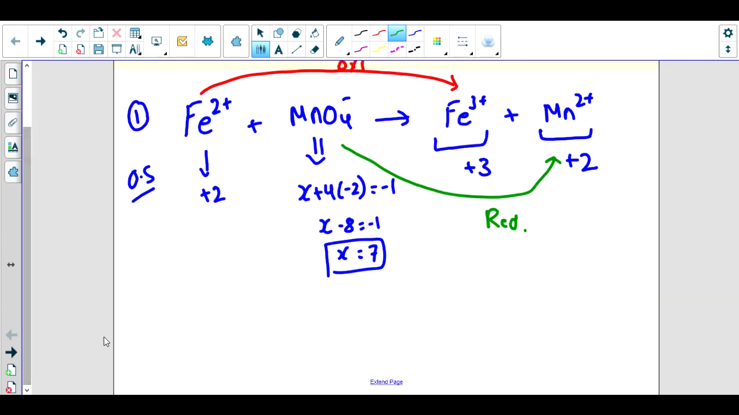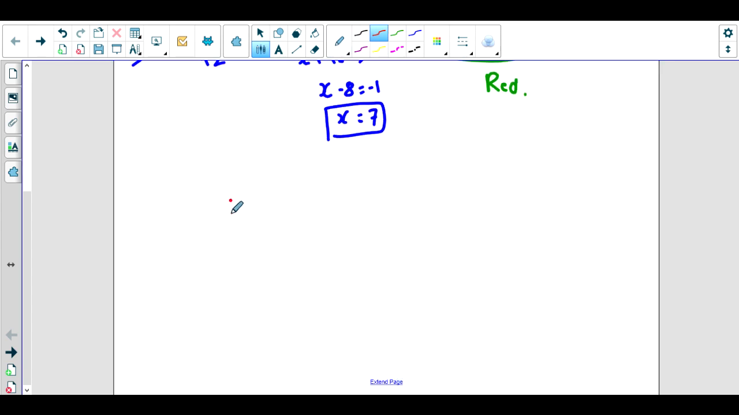Now in the next step, we want to write them separately. We have Fe2+, it became Fe3+. When it became Fe3+, surely it lost an electron because it increased from 2 to 3, so one electron lost, we can write it here.